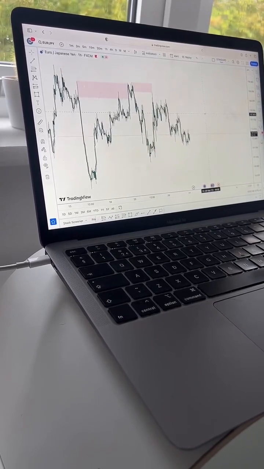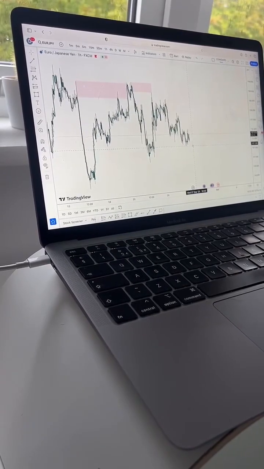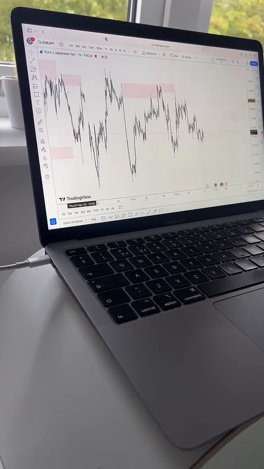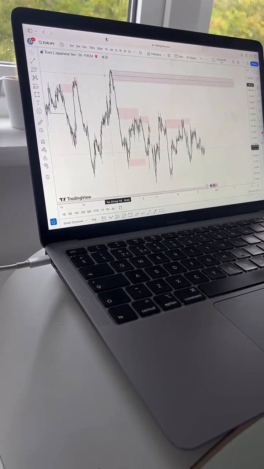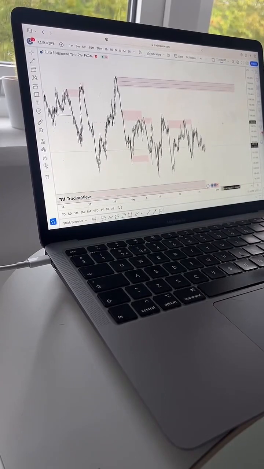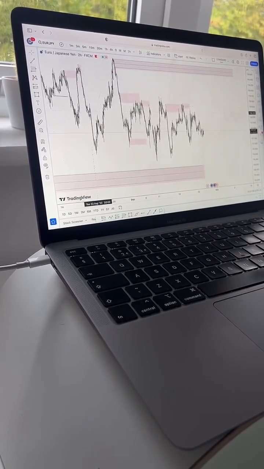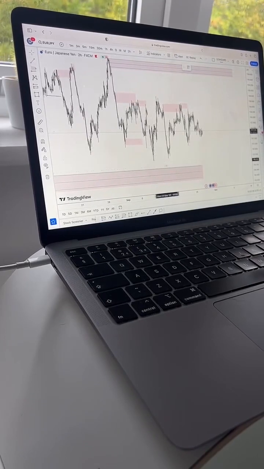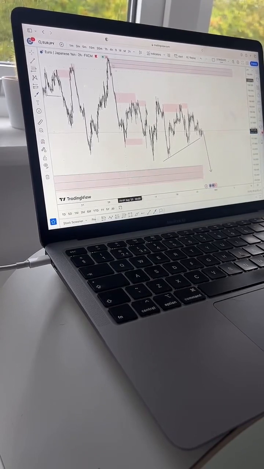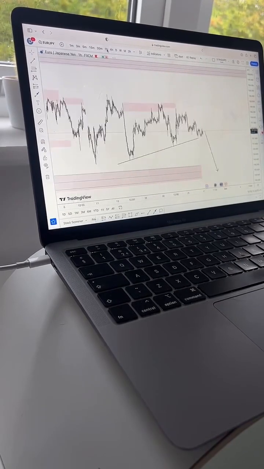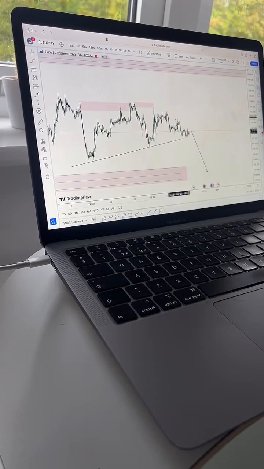Euro Japanese yen, I'd say let's have a look in the 2 hour. All this liquidity build up here, I think it's going to be swept to the downside, so I wouldn't really be doing that until we touch down to here. There's not really opportunity to re-enter here.